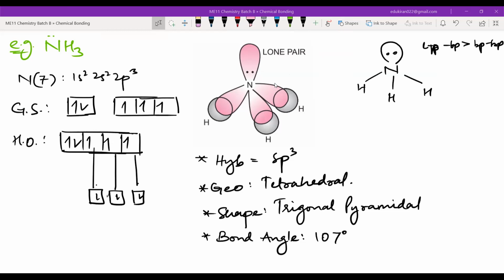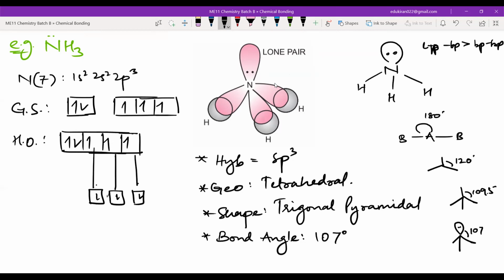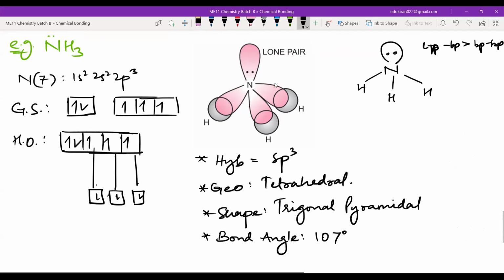Initially it is very easy. For example, if you have a linear structure like this, with A, B, and B, this will be 180 degrees. Then you have trigonal planar, this will be 120 degrees. It is very intuitive. For tetrahedral, it will be 109.5 degrees. Now, if you have tetrahedral in which you have a lone pair, then it will get reduced to 107. And then we will look further. So some are very intuitive. For NH3 and all, you have to memorize. Sometimes they will directly ask you.